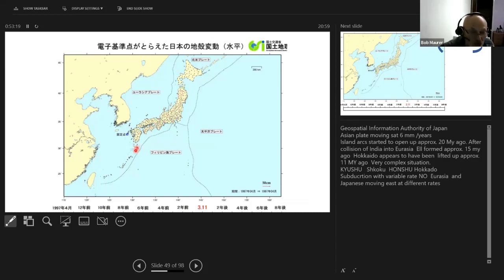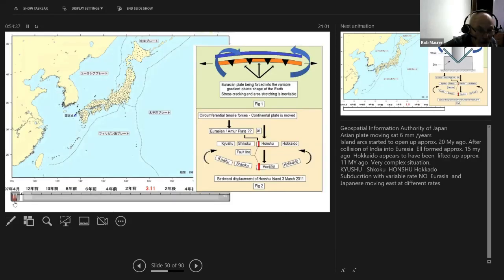So we'll try and switch this earthquake on now and see if I can get it to start. Okay, can you see this on the screen?